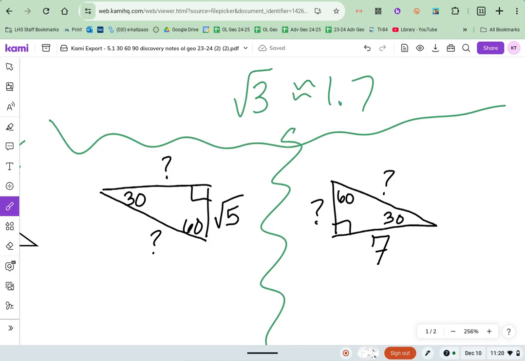Yeah, because it's across from 60, so it's on the x root 3 side. So since it's on the x root 3 side, it equals, and then across from 30 is x. So now it would be 7 equals x root 3. So you want to solve that equation for x.